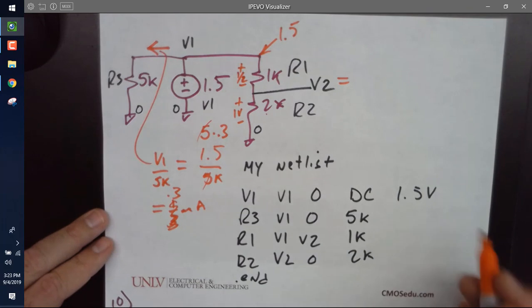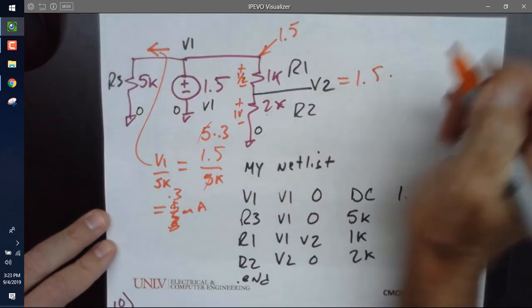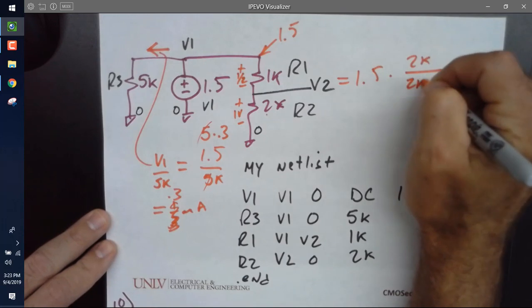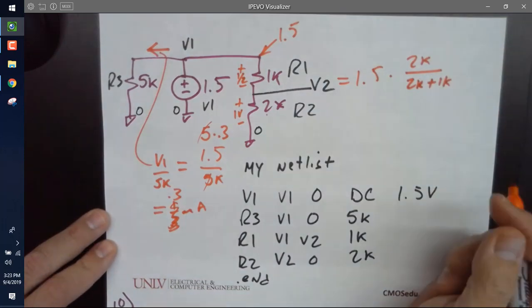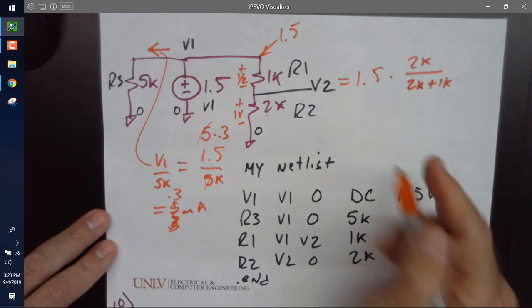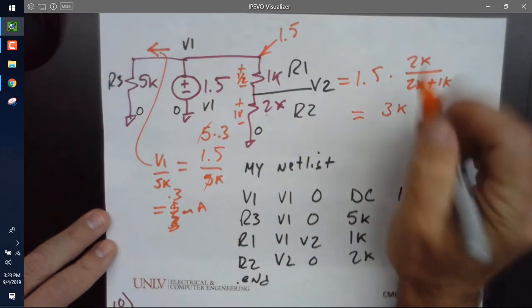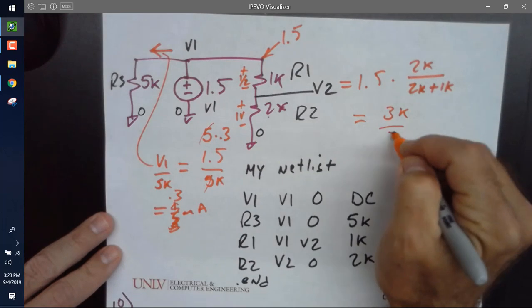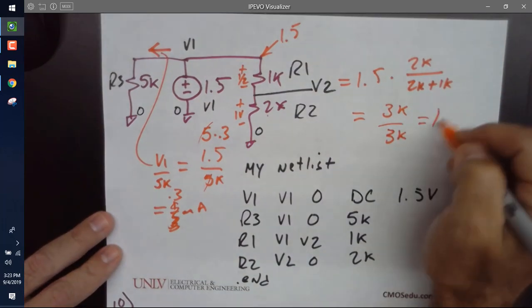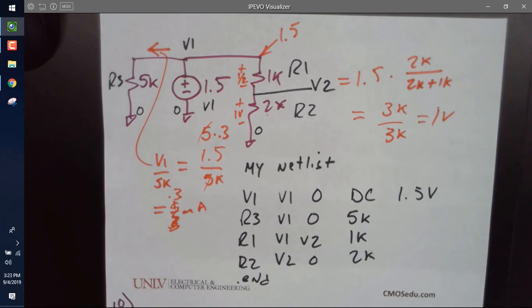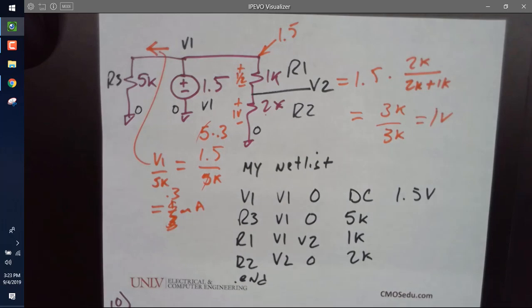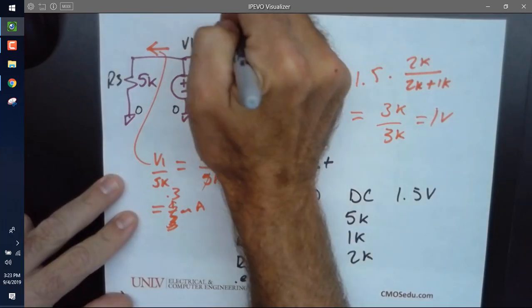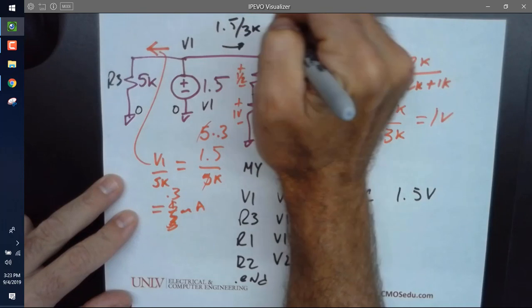What I'm going to do instead is say 1.5 times 2K over 2K plus 1K is this voltage, and that is what? 1.5 times 2K is 3K, over 3K. The reason I'm doing this is I just want to be able to look at the voltages and currents. What's the current flow in those 2 resistors? That current would be 1.5 over 3K, or half a milliamp.